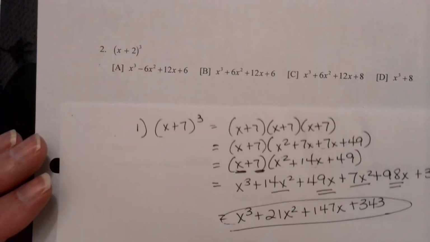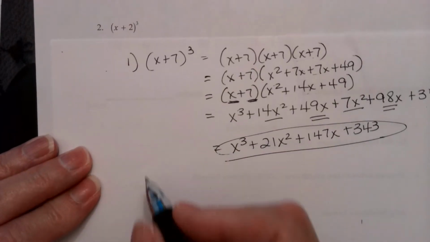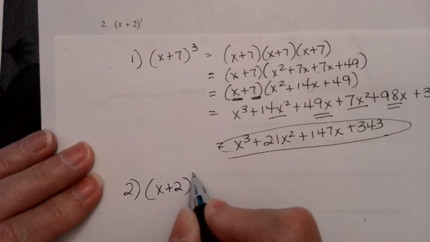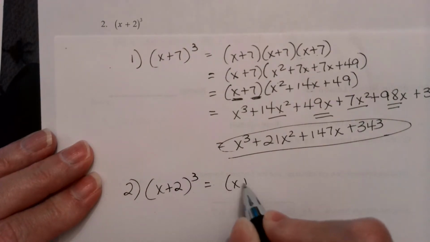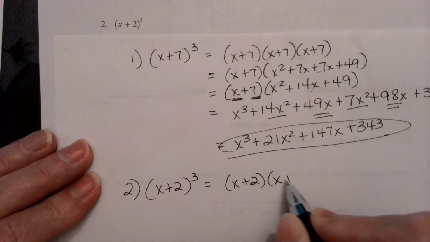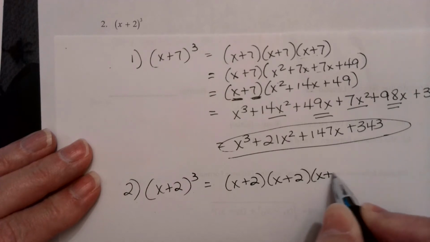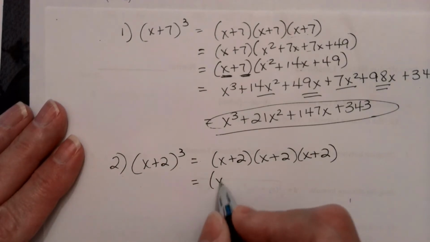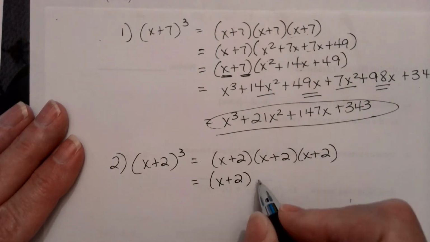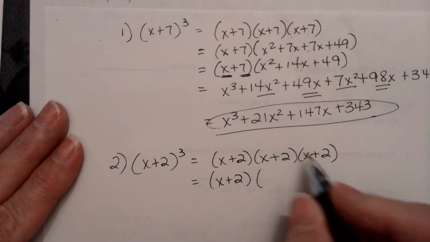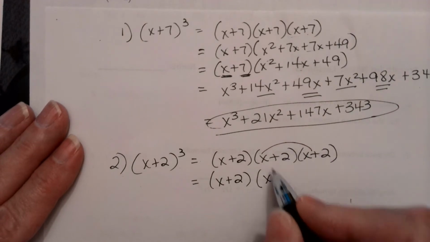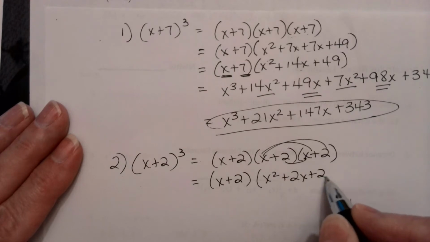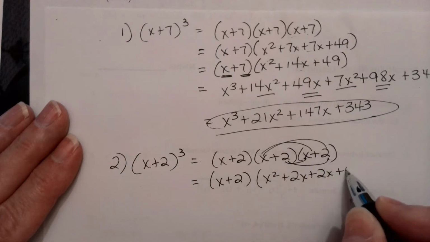Okay, let's try this one here. Number 2. We've got x plus 2 cubed. So write all three of these out. Bring the first one down. Multiply the last two. Doing FOIL, right? X squared, 2x, 2x, 4.